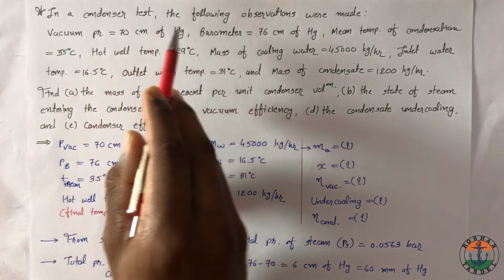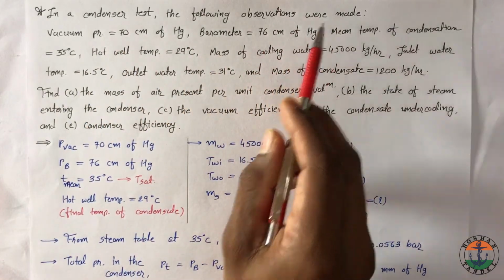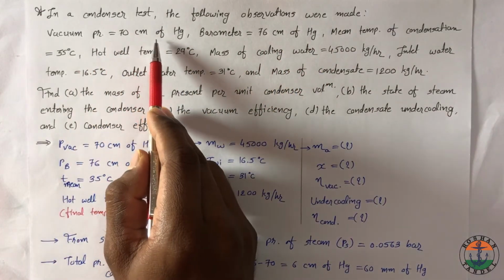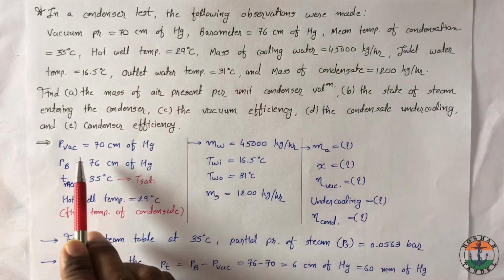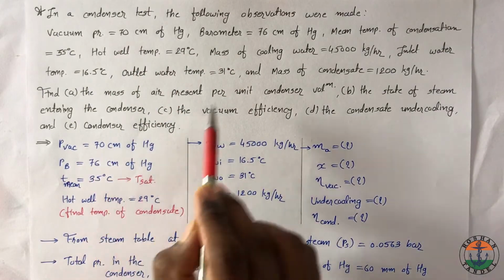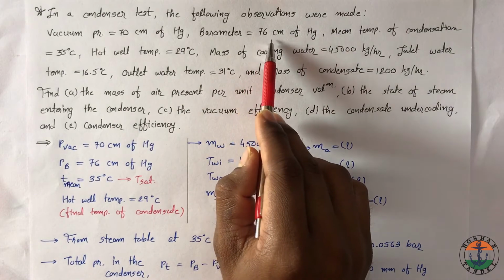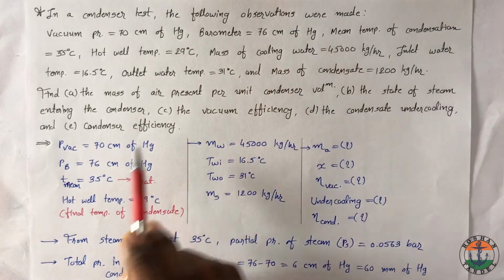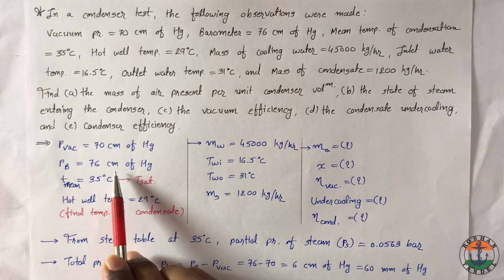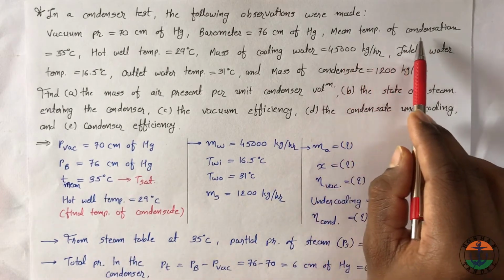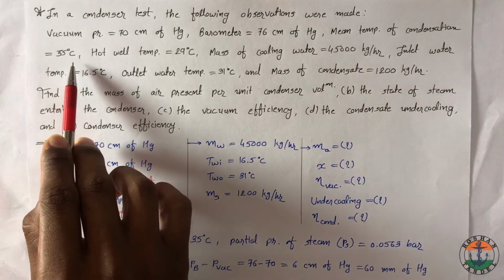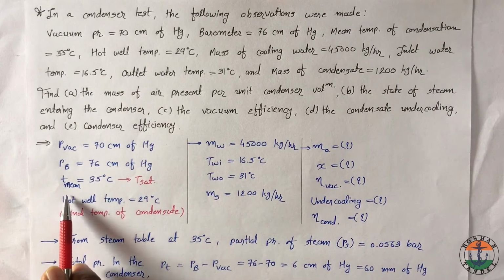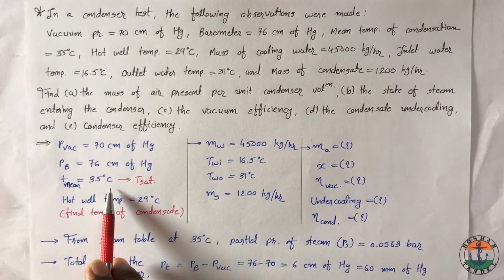In a condenser test, the following observations were made. Vacuum pressure 70 cm of Hg, Pvac is equal to 70 cm. Barometer reading 76 cm of Hg, Pb is equal to 76 cm. Mean temperature of condensation is equal to 35 degrees Celsius, T mean is equal to 35 degrees Celsius.